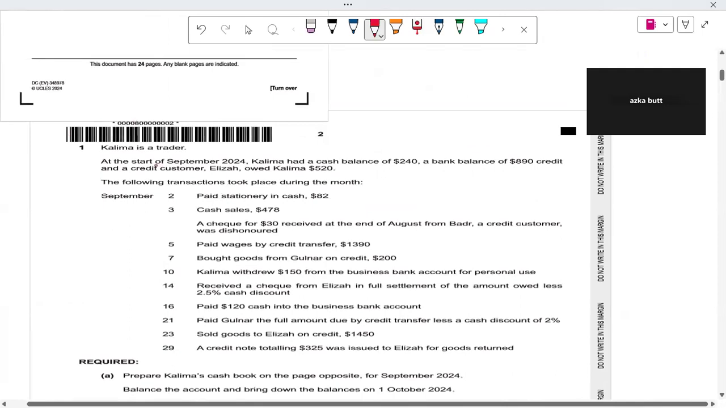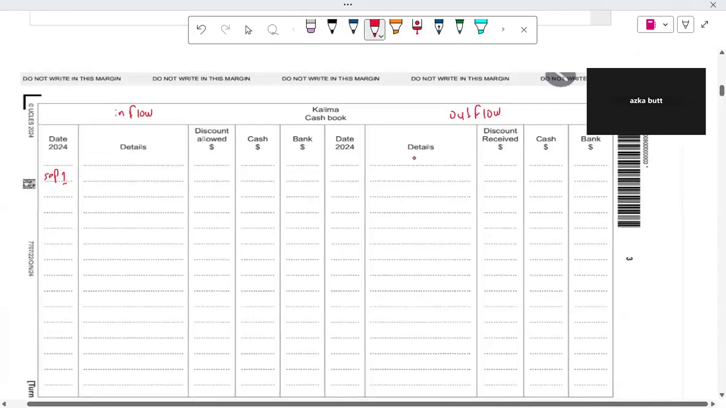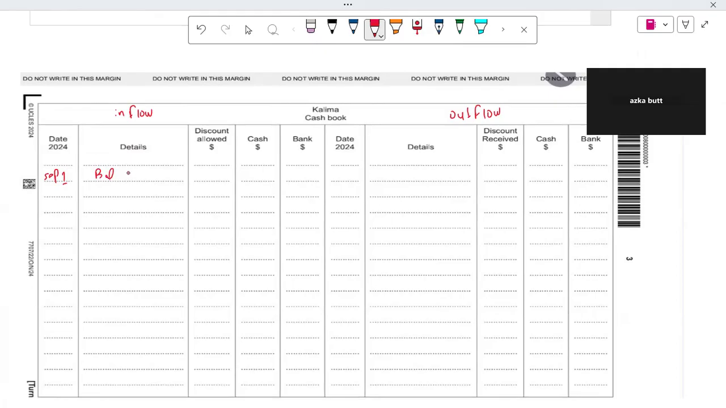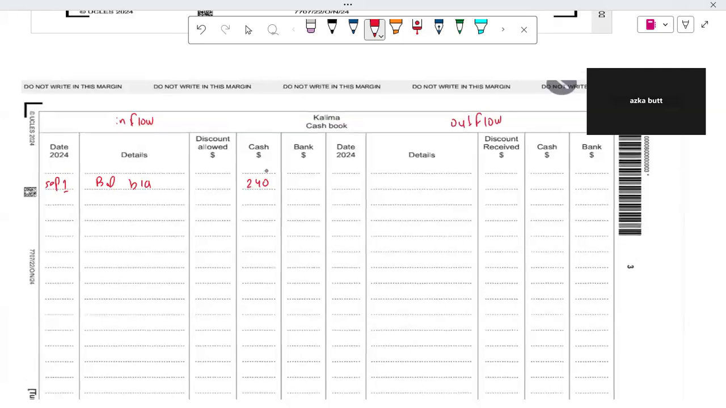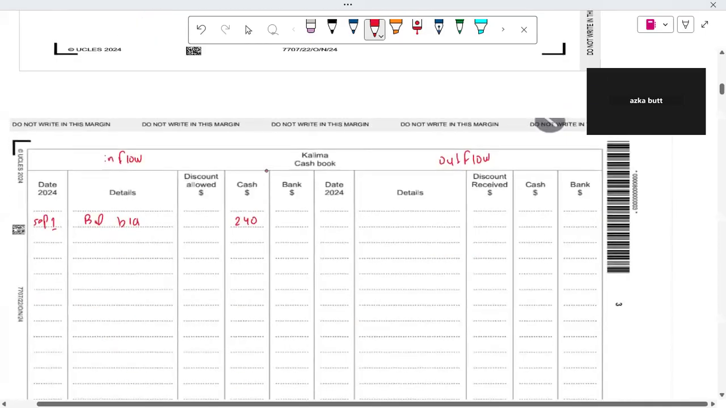Okay, so at the start of September 2024, Kalima had a cash balance of $240, a bank balance of $890 credit, and a credit customer, Elizah, owed Kalima $520. First of all, we have the debit balance in the cash column, which is $240. So let's record it first. This is our opening balance in the cash column. And we have the credit balance in the bank column, which is $890 credit, and that's why we will write it here. It means that this is the overdraft balance.